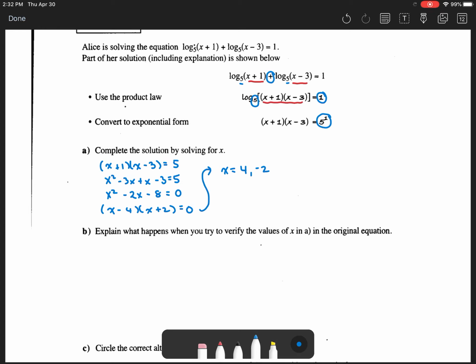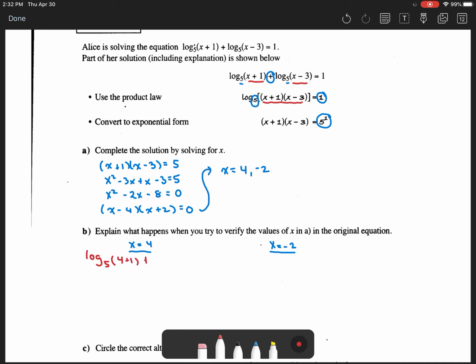In part B, though, it says, explain what happens when you try to verify the values of x in the original equation. So I've got two scenarios I have to verify, or check. I have to check x is equal to 4, and then I'm going to have to check x is equal to negative 2. I'm going to have to check each of those individually by substituting them into the original equation. So this is going to be log base 5 of 4 plus 1.